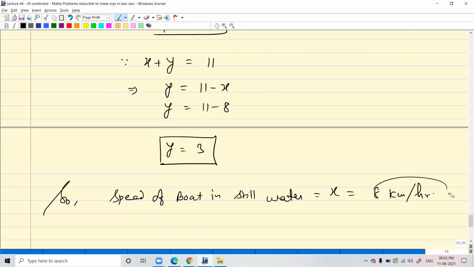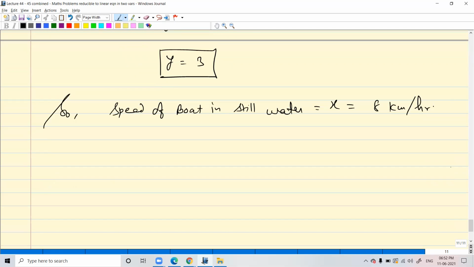It's very important to write the unit also as a final step. If you don't write this unit, you'll lose half a mark in the board exam. So make sure you write your final conclusion. Don't stop at x and y. Explain what that x is. x is the speed of the boat in still water. And what was our y? The speed of the stream, that is y is equal to 3 kilometer per hour.